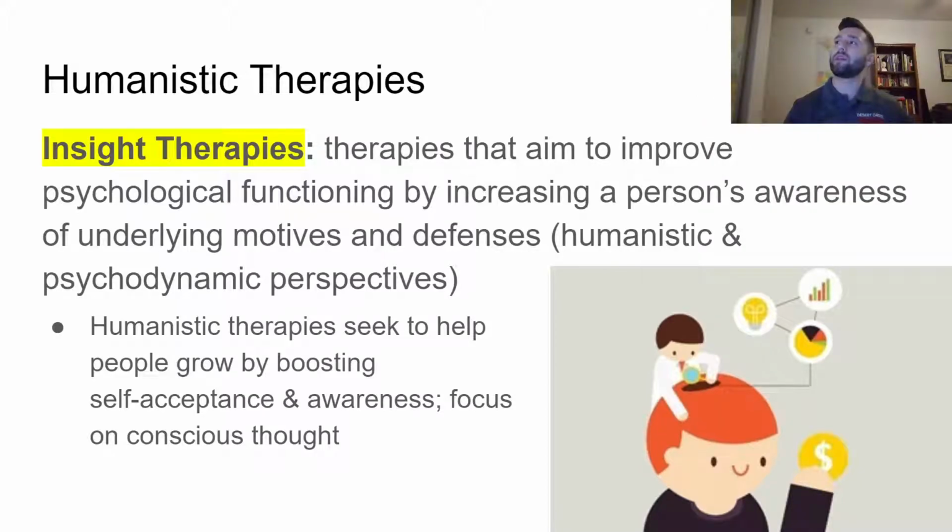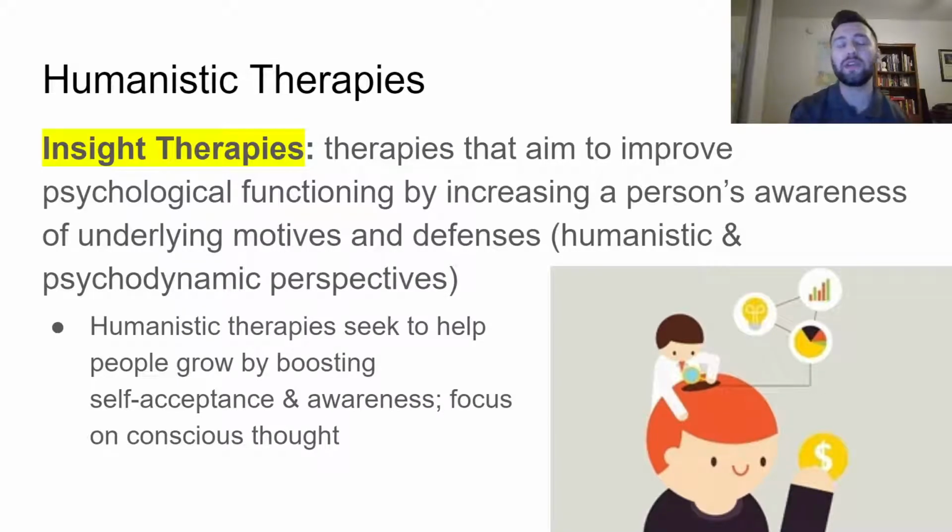Now what we're going to talk about is humanistic therapies. Now again, humanistic thought is all about growth. It's about potential. It's about subjective kind of thought when it comes to human beings. So our first example is going to be what is called insight therapy. Insight therapy is going to aim to improve psychological functioning by increasing a person's awareness of underlying motives and defenses. Now you can kind of notice that this is very similar to what psychodynamic therapists are doing. And it's actually because insight therapy is kind of a combination of both.